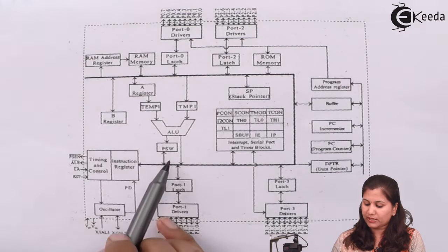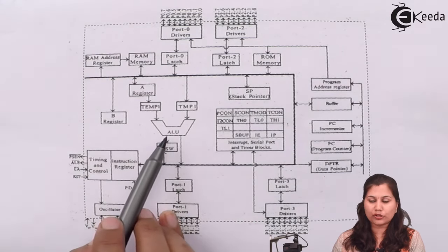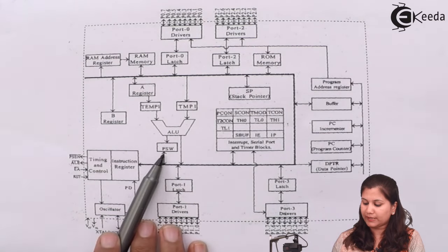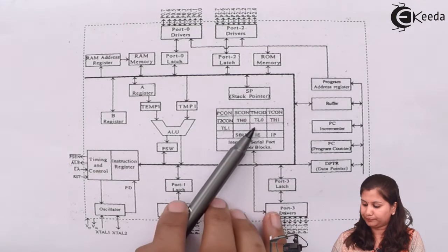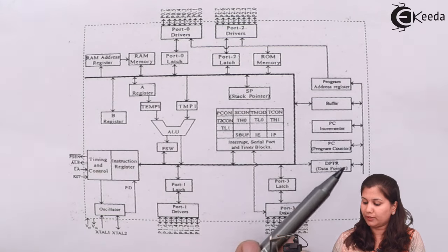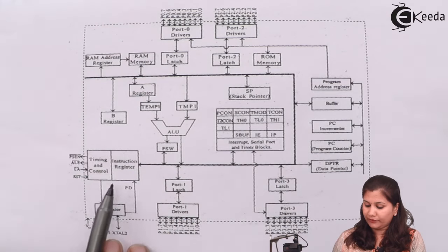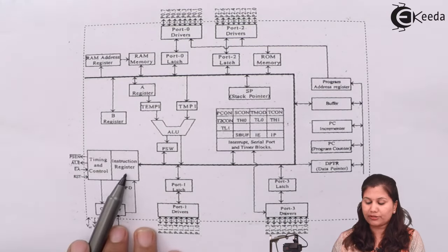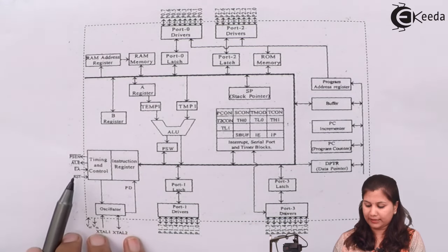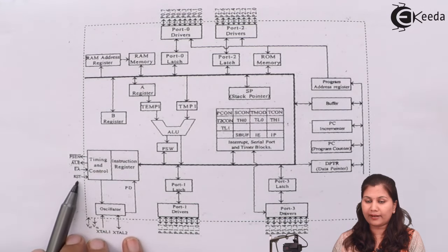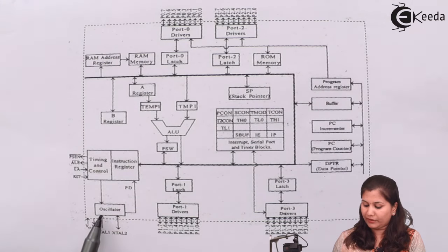Then we have various registers like the A register, B register, temporary registers, the arithmetic and logical unit, the program status word, the stack pointer, and some special function registers. Also we have the data pointer, program counter and program address register. Here we have the timing and control unit and the instruction register. The timing and control unit provides various control signals like PSEN, ALE, EA, reset. All these signals are provided by the timing and control unit. Then we have the oscillator.